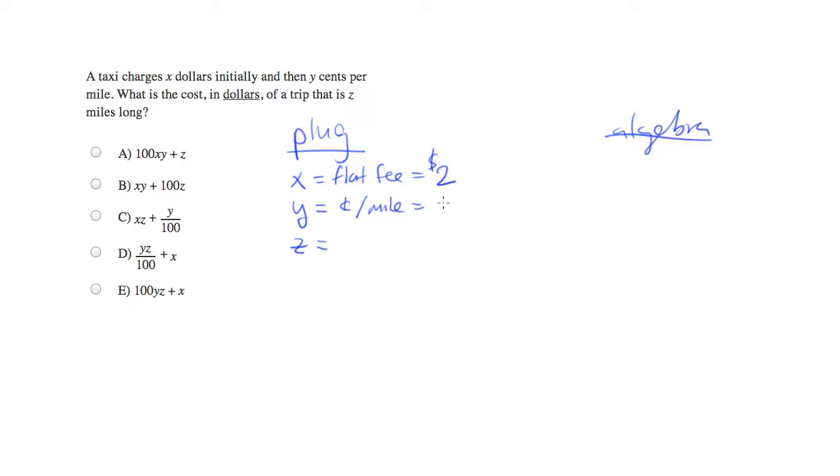I'm going to do something a little unorthodox here, which is I'm going to pick a large number. I'm going to pick 300 because you'll notice that y is in cents. So I'm going to do 300 cents, which will make it about $3. And z is the number of miles. And I'm going to set that at 5.